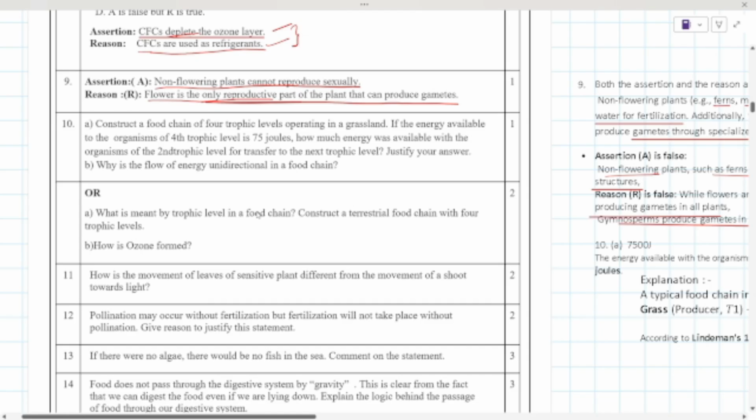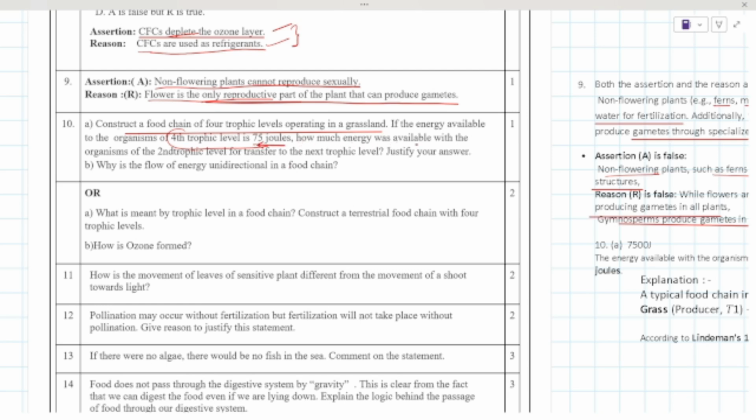Our priority is to first clear all our concepts. Is it clear? Now let's see here. Construct a food chain of four trophic levels operating in a grassland ecosystem. If the energy available to the organisms of the fourth trophic level is 75 joule, here I think we have to apply the 10% rule, right?